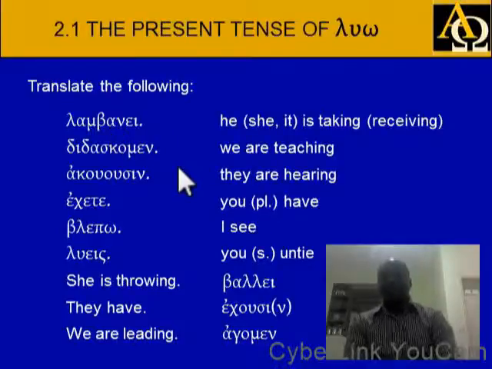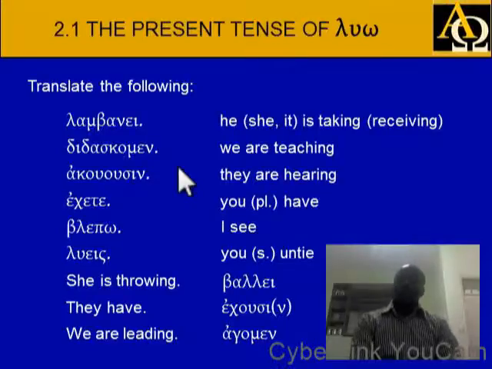Didaskomen. Didasko, we know it means I teach. The ending there is men, so it means we are teaching. And then we have akouousin. Akouo means I hear or I listen. Akouousin means they are hearing because the ending is the usin at the end there. Echete, you have, coming from echo. Blepo, I see. Lueis, you untie.